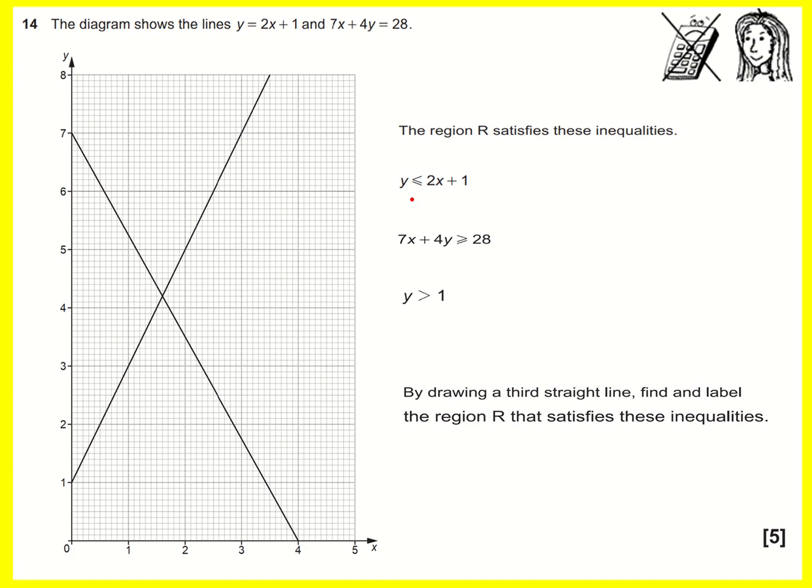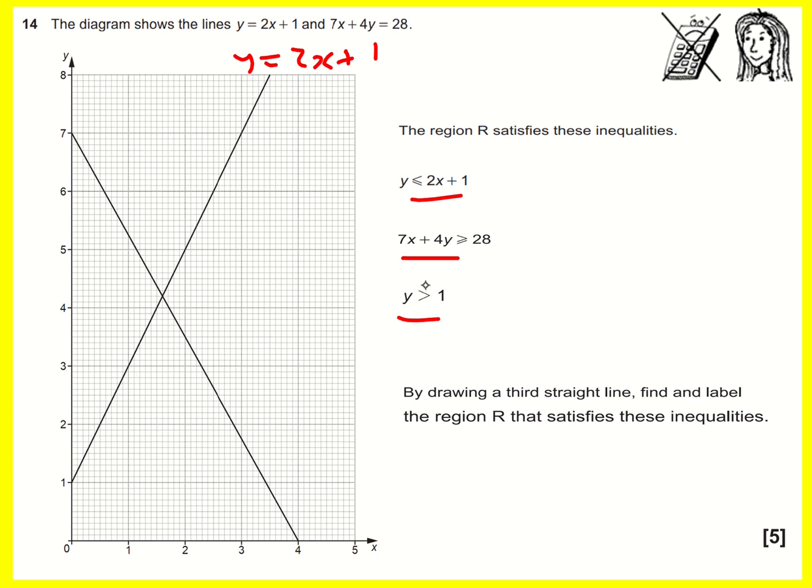Okay, we've got some inequalities here. Importantly, these are actually all equations of lines if we put an equal sign in there. And you might spot that this one essentially is y equals 2x plus 1. I mean, because they said it by drawing a third straight line, so it sort of makes sense that two of them are already drawn. We can see we've got an intercept of 1, and yes, the gradient is 2, so that's all good.